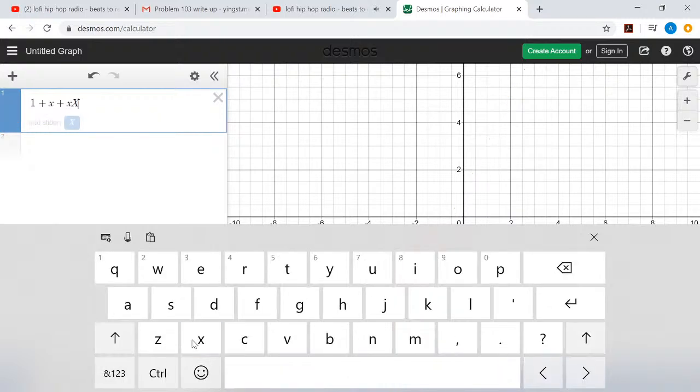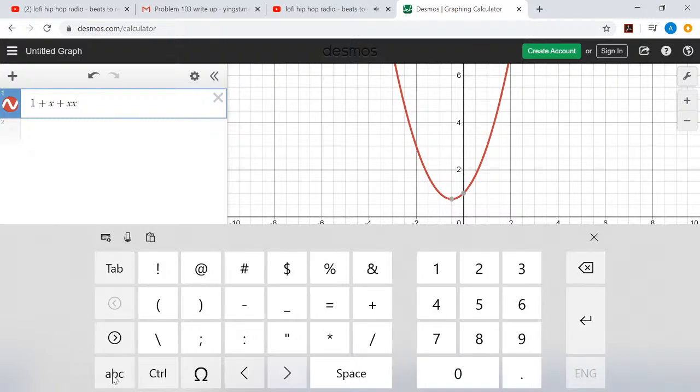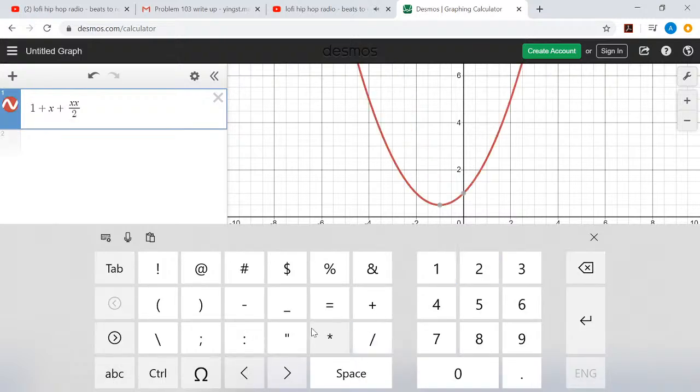Oh, can I just write XX? No, I want a lowercase x. Hey, XX for x squared works as a way to type when I don't have my keyboard out.